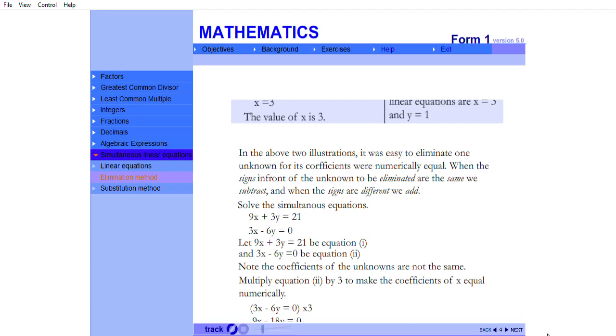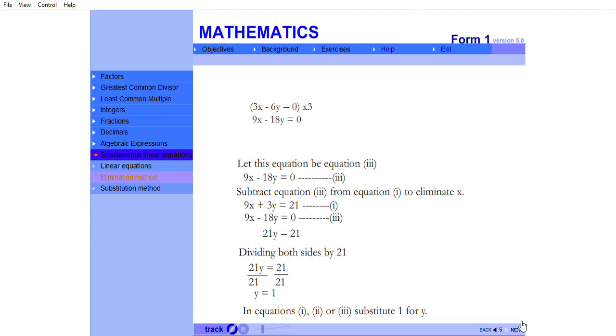Let 9x plus 3y is equal to 21 be equation 1 and 3x minus 6y is equal to 0 be equation 2. Note the coefficients of the unknowns are not the same. Multiply equation 2 by 3 to make the coefficients of x equal numerically. Let this equation be equation 3. 9x minus 18y is equal to 0. Subtract equation 3 from equation 1 to eliminate x.